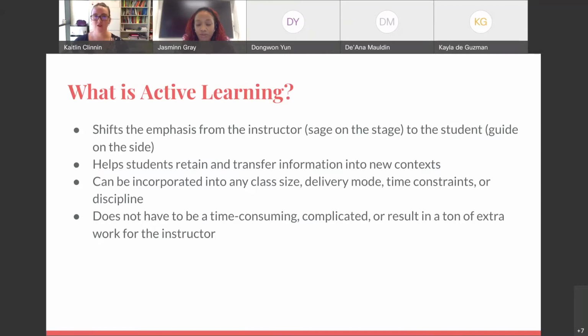You can incorporate active learning in very small ways in your class that don't create this extra work for you, that can be really impactful for your students with just 1 minute. And we'll talk about some of those strategies here in a bit.